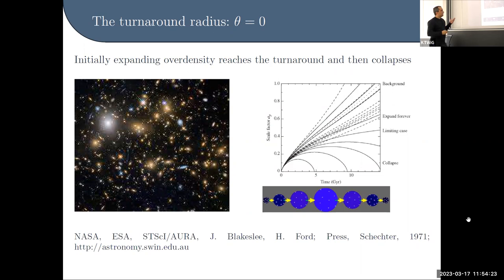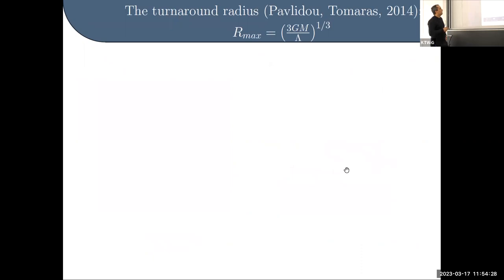And there was an interesting observation made by these gentlemen that actually for a fixed mass in the lambda CDM universe, this turnaround radius has its maximum value, which is just a function of this mass and the cosmological constant.